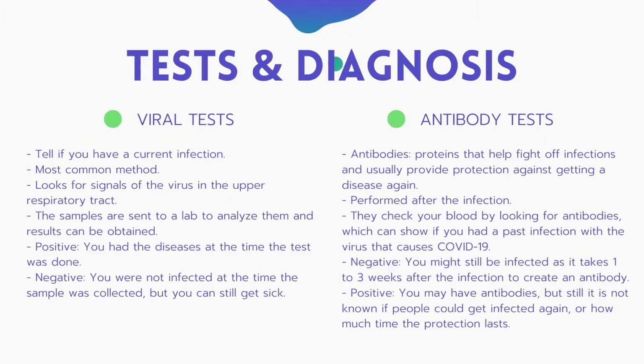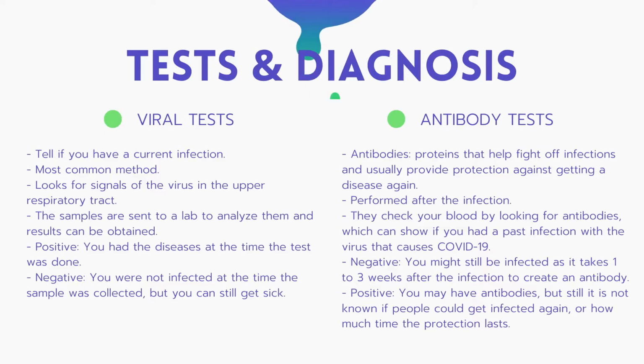Some of the main tests that can be done for COVID-19 include the viral test, which can tell you if you have a current infection. They are the most common method, and they look for signals of the virus in the upper respiratory tract. Then the samples are sent to the lab for analysis, and then the results can be obtained. If it tests positive, you can have the disease at the time the test was done, and if it tests negative, you were not infected at the time the sample was collected, but you can still get sick.